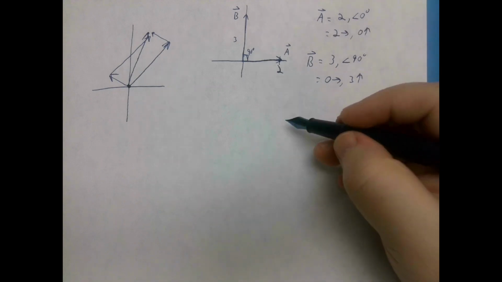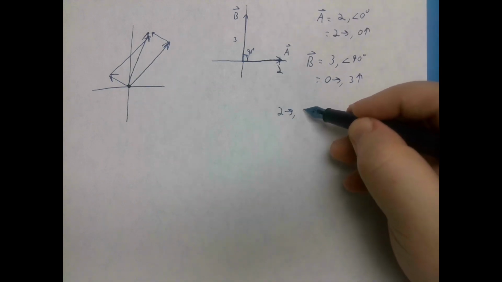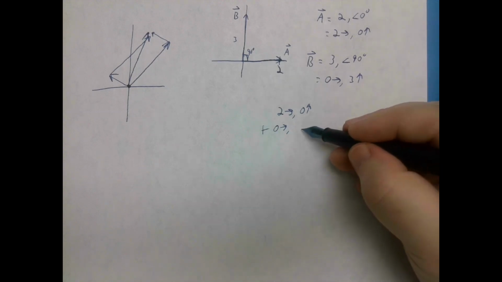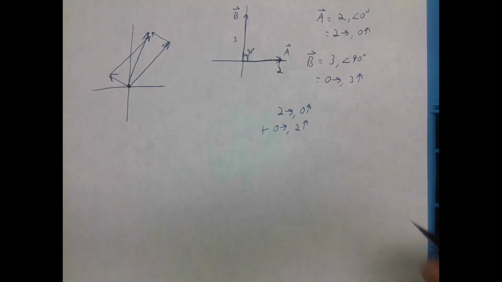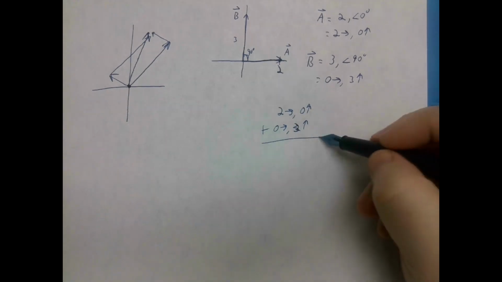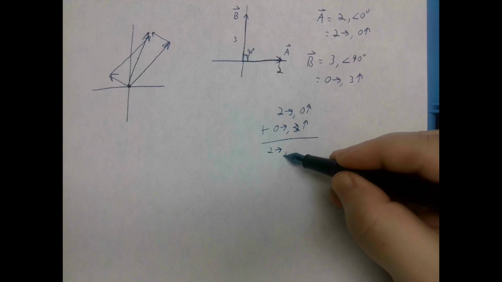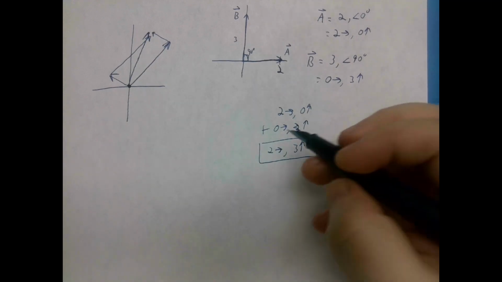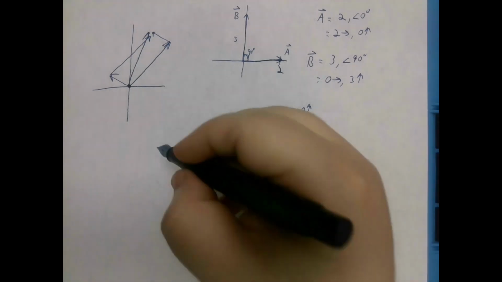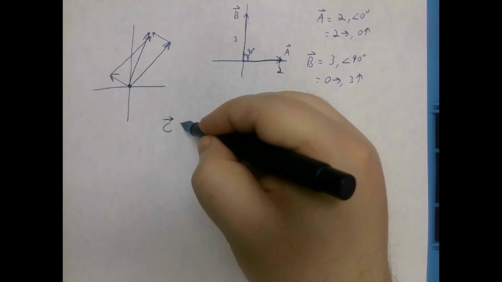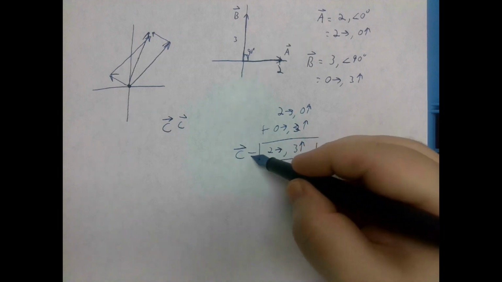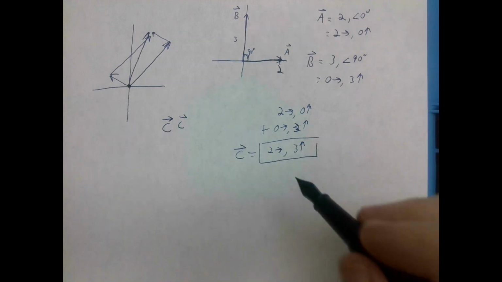So the component form is 2 to the right, comma, 0 up, plus 0 to the right, comma, 3 up. Adding them together, I get 2 to the right, comma, 3 up. And so my new vector, I'll call it C. And you either write it with a double arrow, or if you're lazy, you'll do it with a single one, just because of the speed of writing it. But my new vector would have these components.